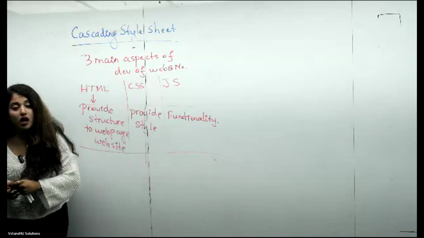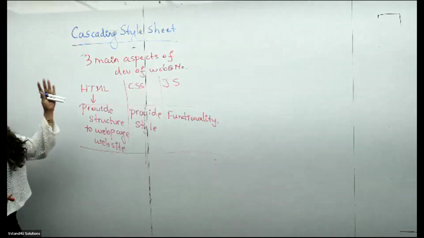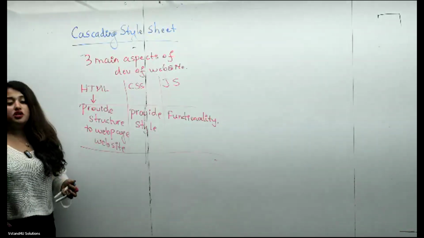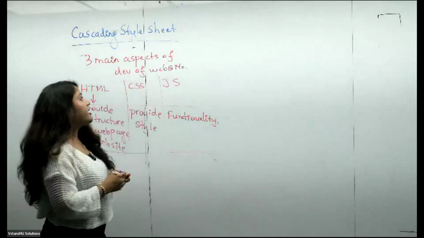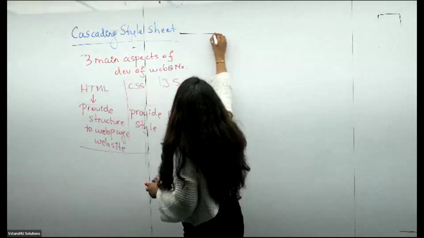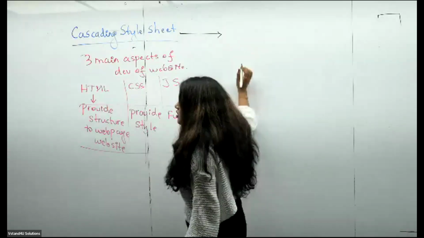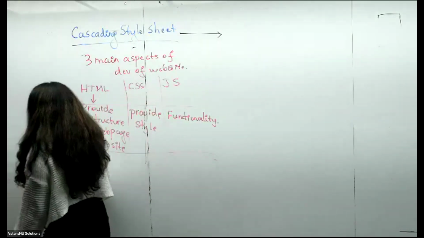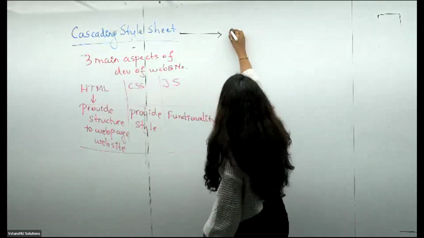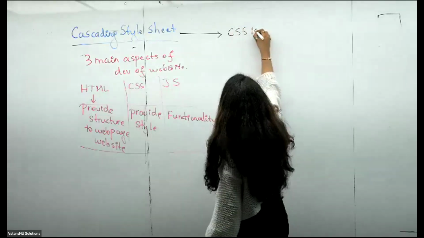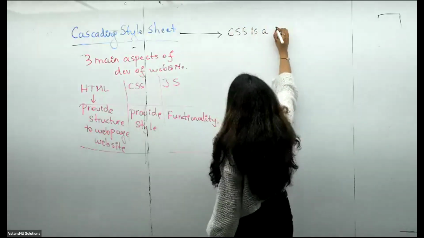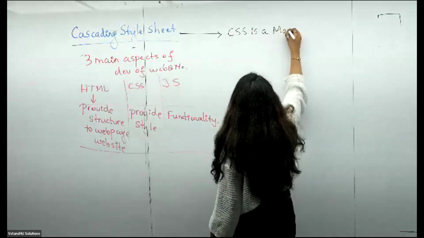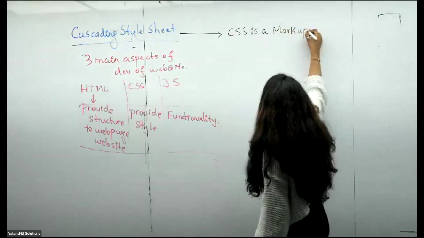Yes. Now tell me, what do you mean by cascading style sheet? What do you mean by cascading style sheet? The definition for this is: CSS is a markup language.